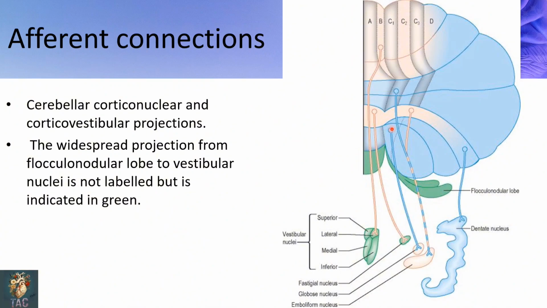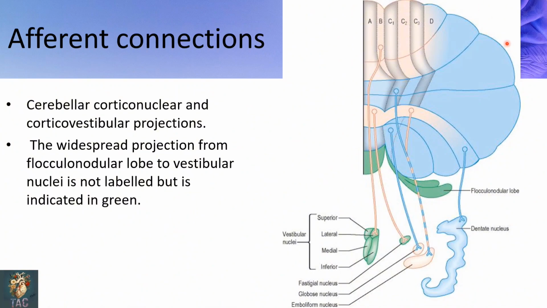The fibers which are coming to the C1 and C2 are the fibers coming from the inferior olivary nucleus from its different nuclei, and the fibers which are coming from the inferior olivary nucleus to C1 and C3 relay in the emboliform nucleus, while fibers from the inferior olivary nucleus which come to the lamina C2 are coming to the globose nucleus. So these are the different nuclei.